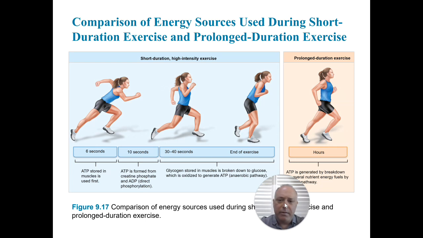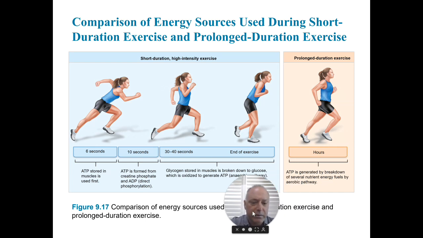If it's a real quick sprint, we're not doing a lot of breathing, then the ATP can be derived anaerobically at the expense of lactic acid. Prolonged duration exercise would involve a lot of aerobic activity. So you're breaking down glucose to produce ATP in the presence of oxygen, and you're not producing your lactic acid.